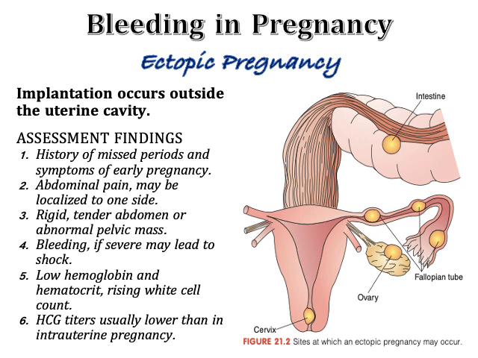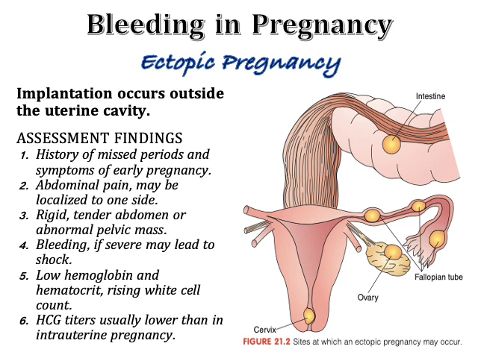Okay, syempre, ang definitive diagnosis dito is an ultrasound. Alright? Assessment findings. So, history of missed periods because still the mother is pregnant. There could be abdominal pain localized to one side, and that side is the usual site where implantation occurred. There's a rigid, tender abdomen or abnormal pelvic mass. That's where, again, the ectopic site is. Bleeding, especially if malapit na siyang mag-rupture.